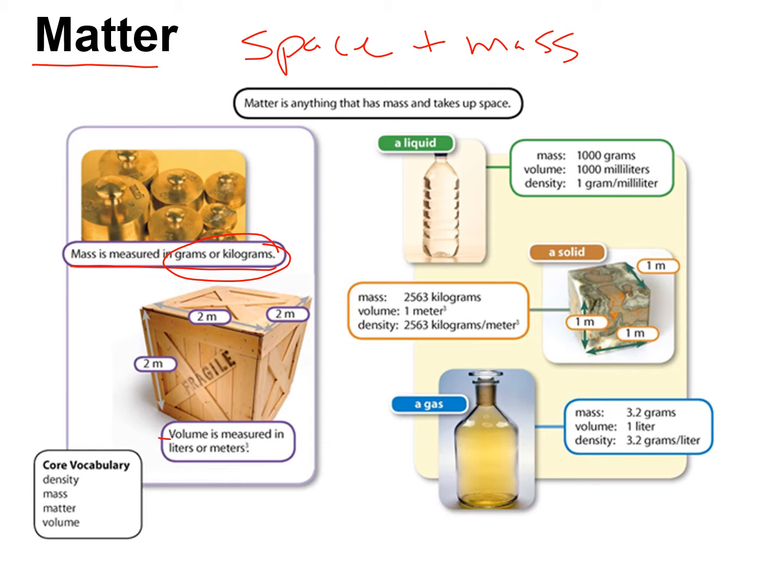Space, that would be volume. And so volume is usually measured in liters or meters. Now, matter could be a liquid. So liquids, they have mass and they take up space. They have a volume. It could also be anything that is a solid. So again, a solid has mass and takes up volume, and it could also be a gas. And a gas also has a mass and takes up a volume.